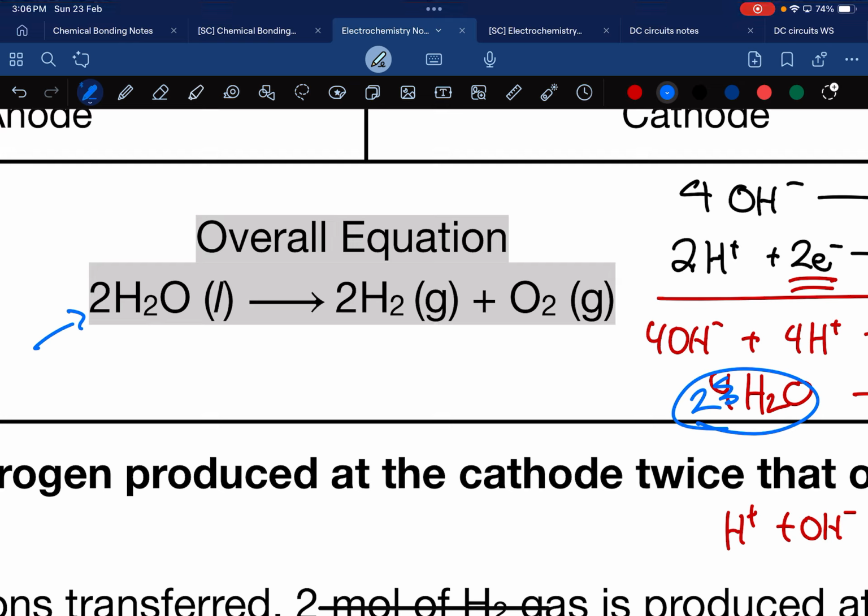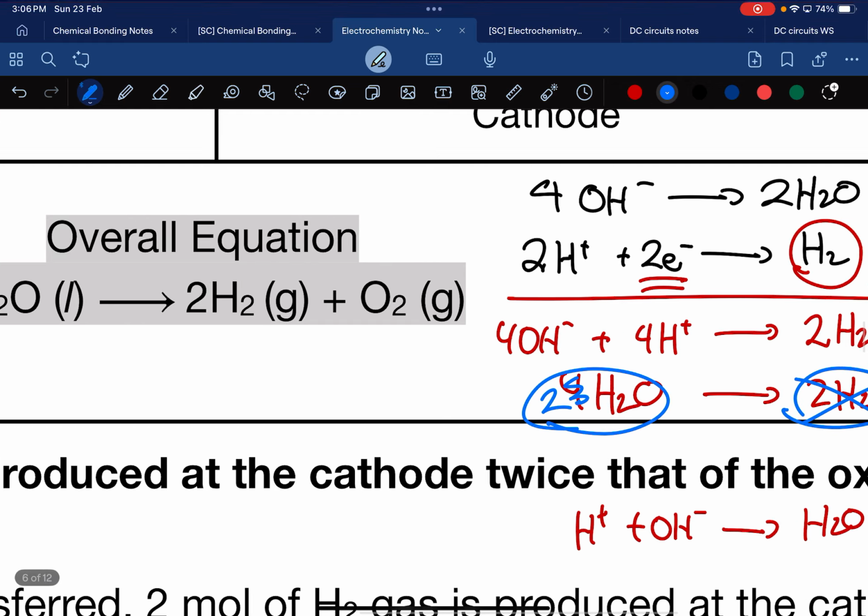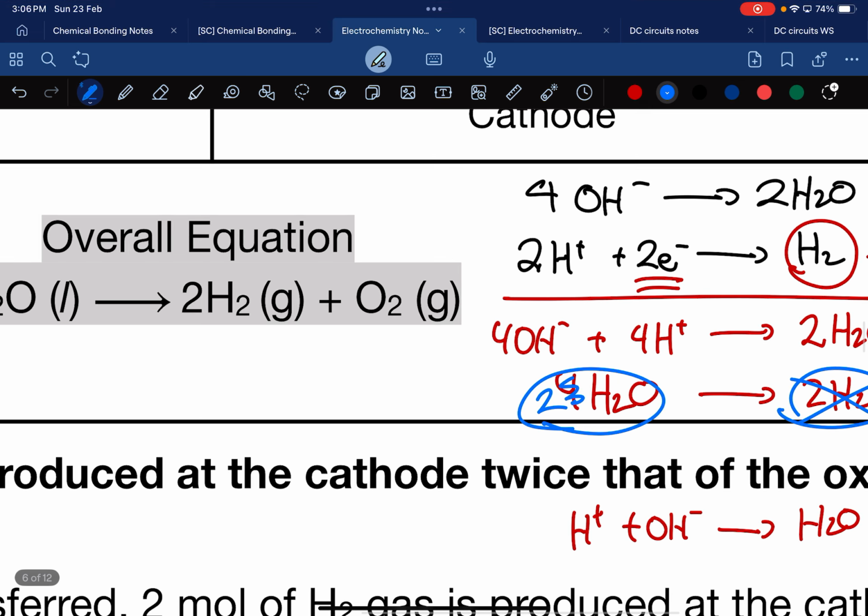Are we okay? Agreed. We are cancelling out the repeated one. Down here 4, down here 2. If you cancel the 2, down here you are left with 2 only.